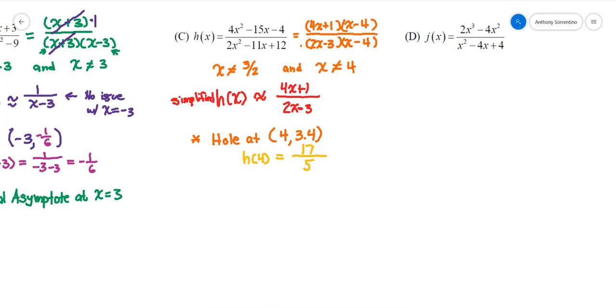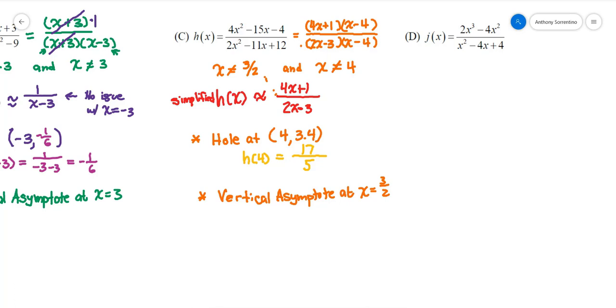And because the 3/2 stays, the 3/2 is still going to be an issue in this one down here, I could say that I have a vertical asymptote at x equals 3/2. So we have these two. This one also had a hole and a vertical asymptote, and that's how we handled it.